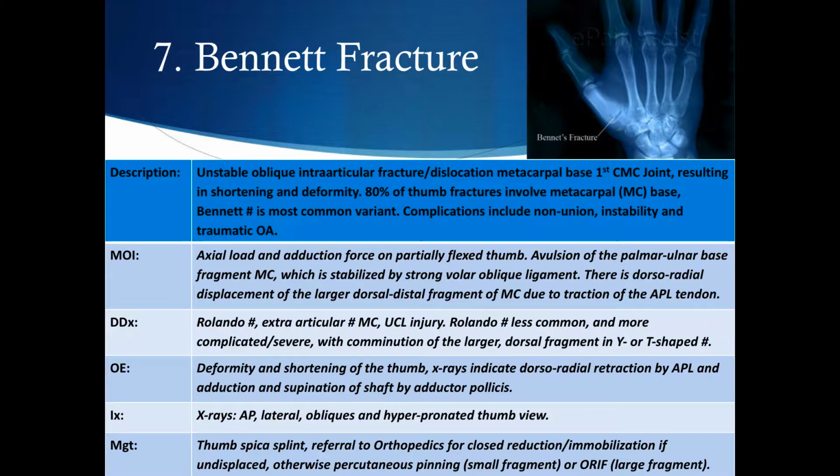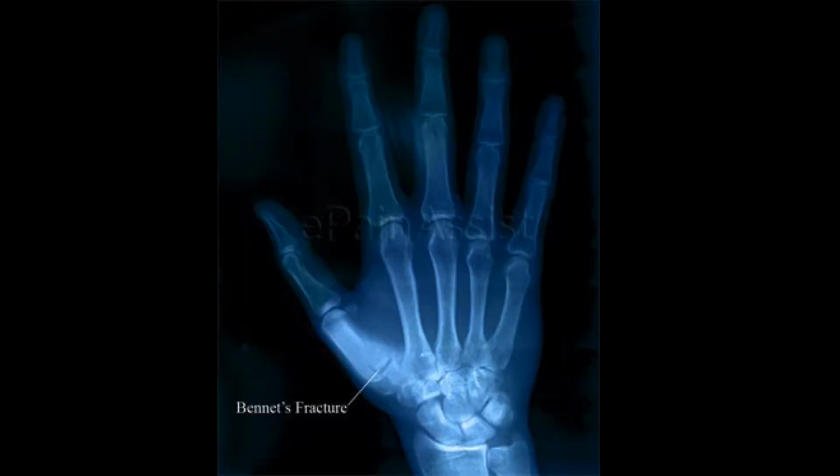80% of thumb fractures involve the metacarpal base, and Bennett fractures are the most common variant. Complications would include non-union, instability, and traumatic osteoarthritis. The mechanism of injury results from an axial load and an abduction force on a partially flexed thumb.